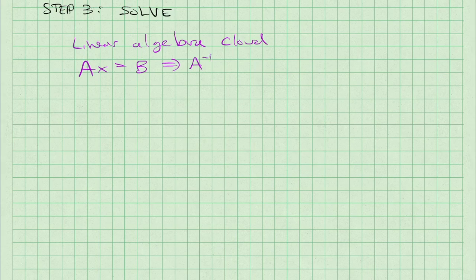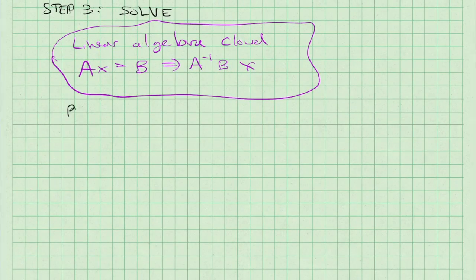Now, in order to complete step 3 here, to solve, we need to use a little more information. So let's focus on this little linear algebra cloud. If I have a system of equations such that a matrix A times a vector x equals to a vector b, then in order to get x, I take A inverse times b. Now let's put our equations in matrix form.